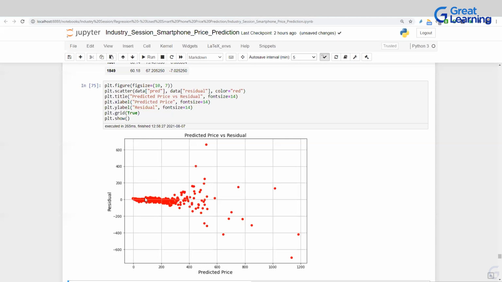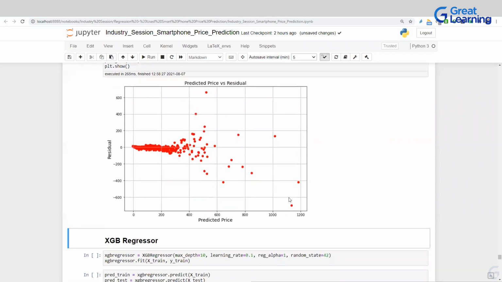But on the residual side, almost everything up to 300 euros is very close to zero, on the negative side mostly. And up to 400, there is a similar kind of scatter that we saw in the boosting algorithms and random forest. But residuals go as high as more than 600 euros on the negative side and on the positive side too.